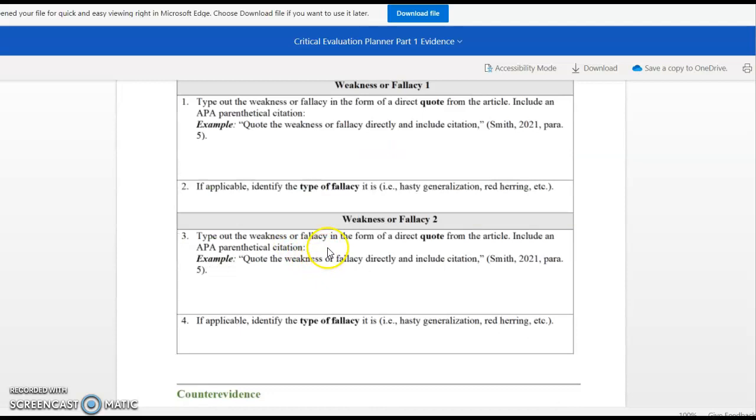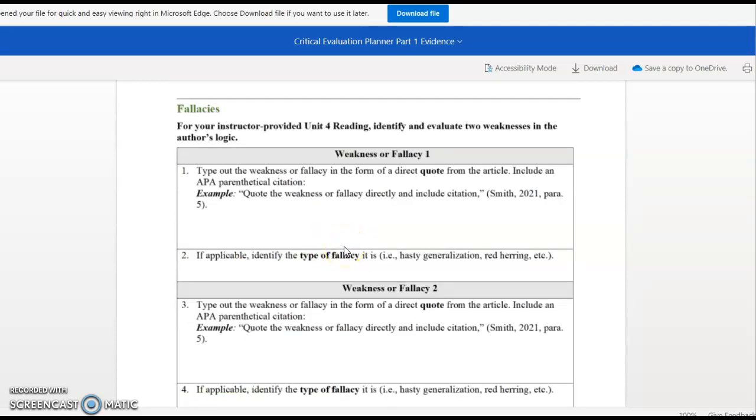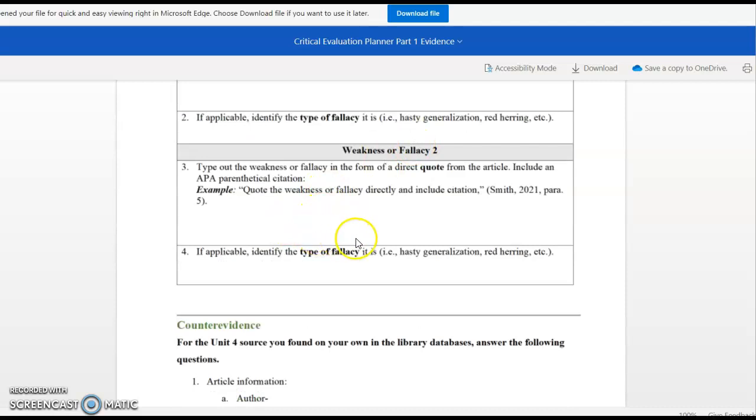Then you need to get into logical fallacies. Fallacies are weaknesses or errors in logic. For the most part, students are going to need to use the learning materials. Most students at this point in their college careers have not taken that many courses focused on logic, fallacies, and rhetorical appeals. So it is especially important that you have taken the time to read through the learning materials of this unit.